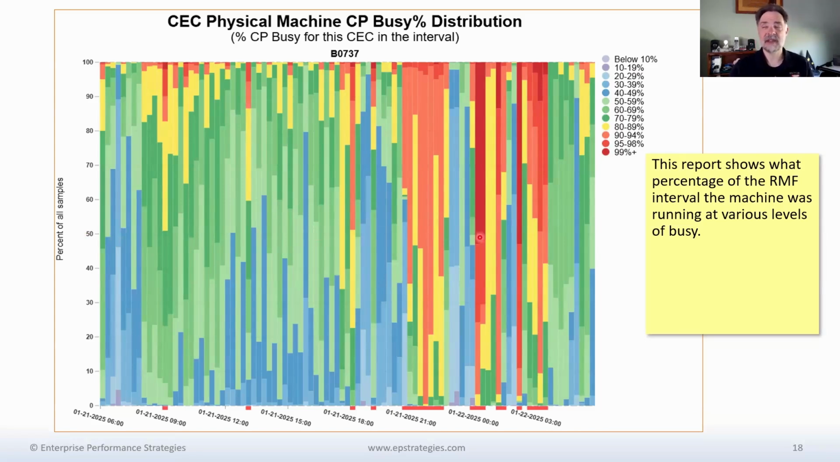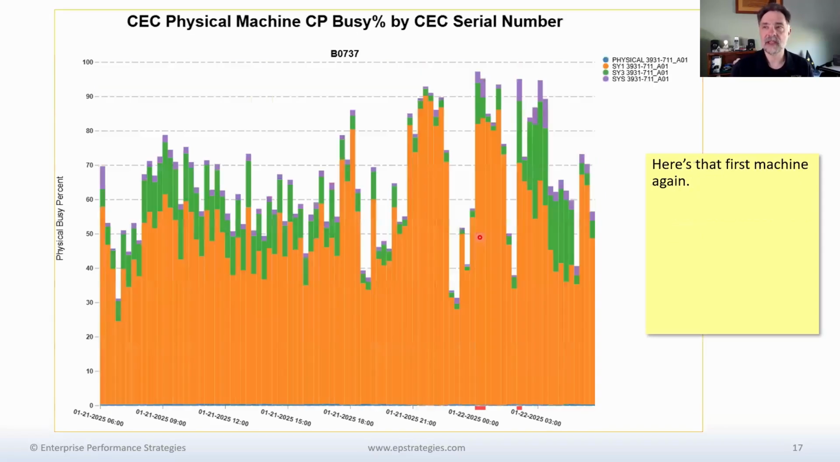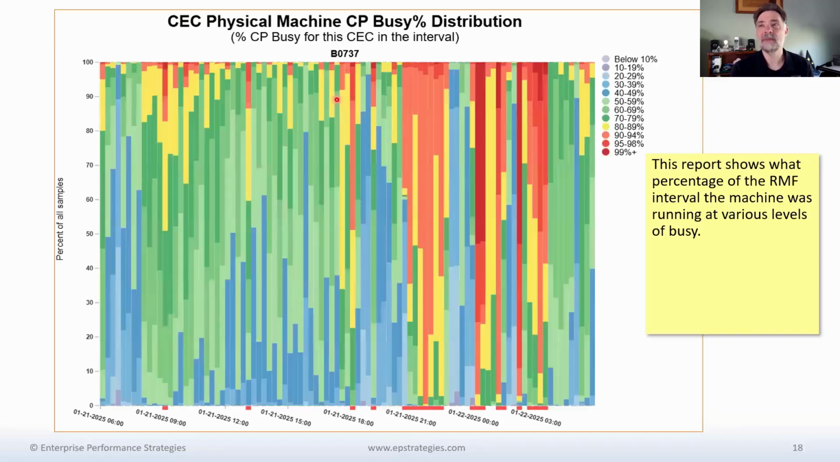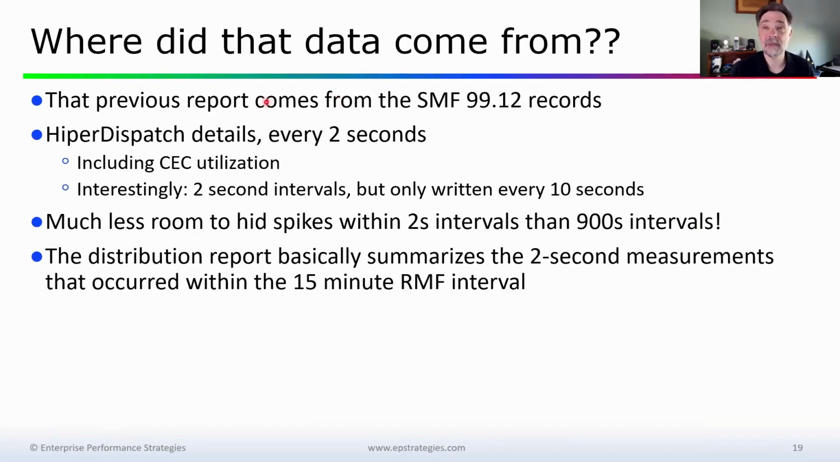So these are these 15-minute RMF intervals, but now we get a sense for the distribution of how busy the machine was over the course of the interval. Instead of looking here at this total, which is really just an average over that 15-minute interval, here we now start to see some of the distribution of how busy it was over the interval. So where does this come from?